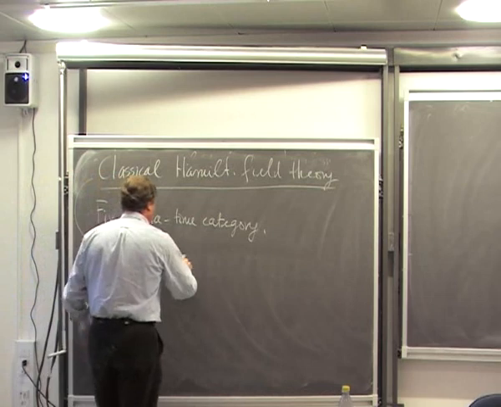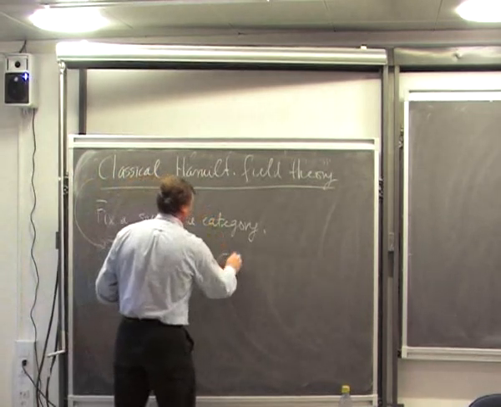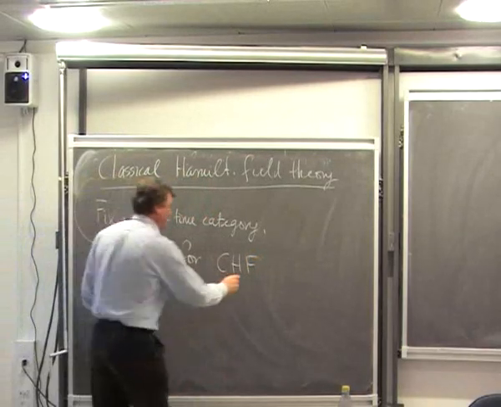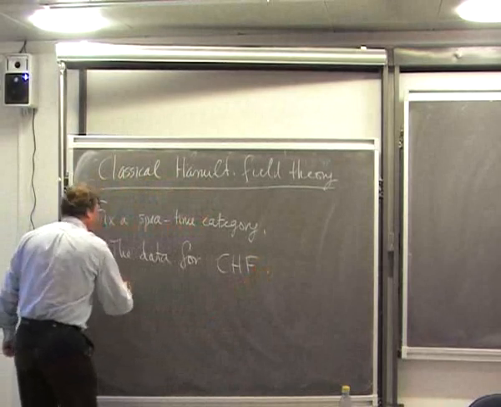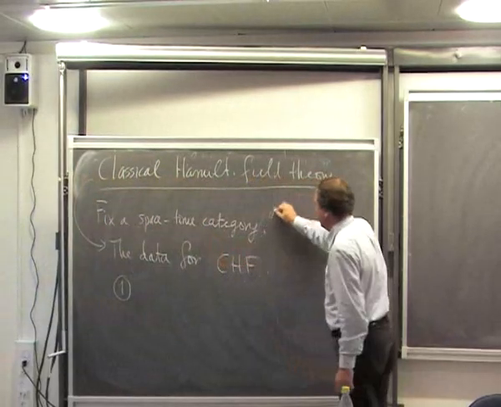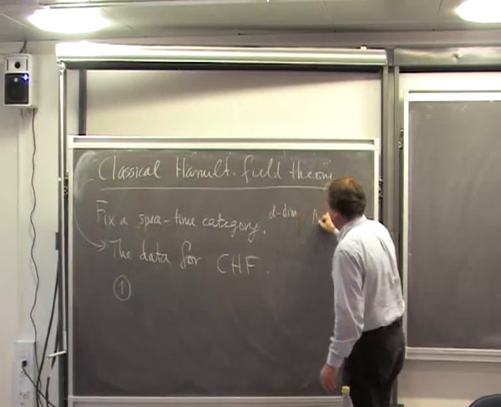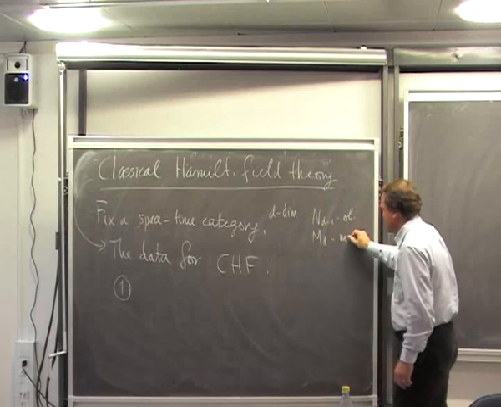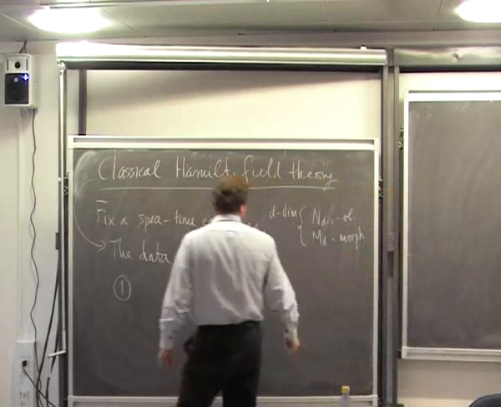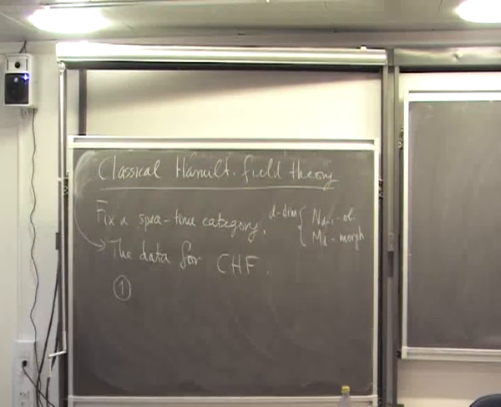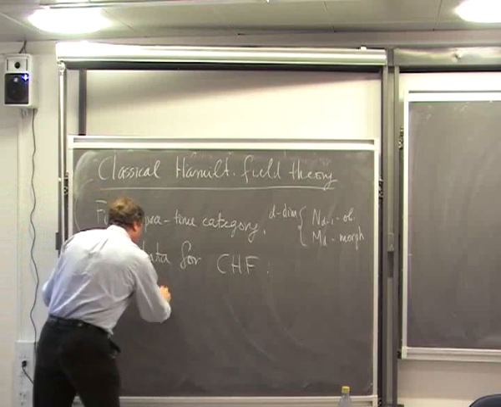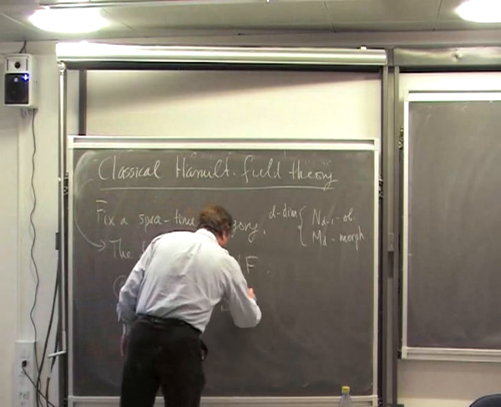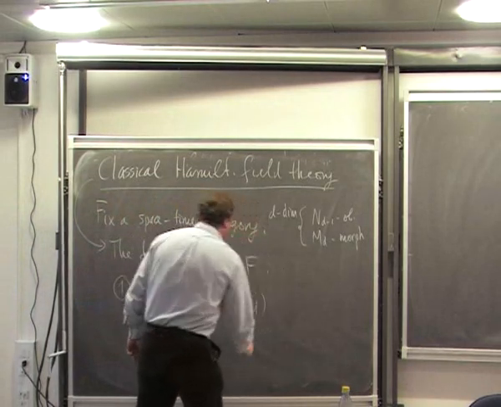So data for, I'll abbreviate, CHF. When we have a space-time category, let's assume that it's d-dimensional objects and (d-1)-dimensional morphisms. So to each object we assign a symplectic manifold.